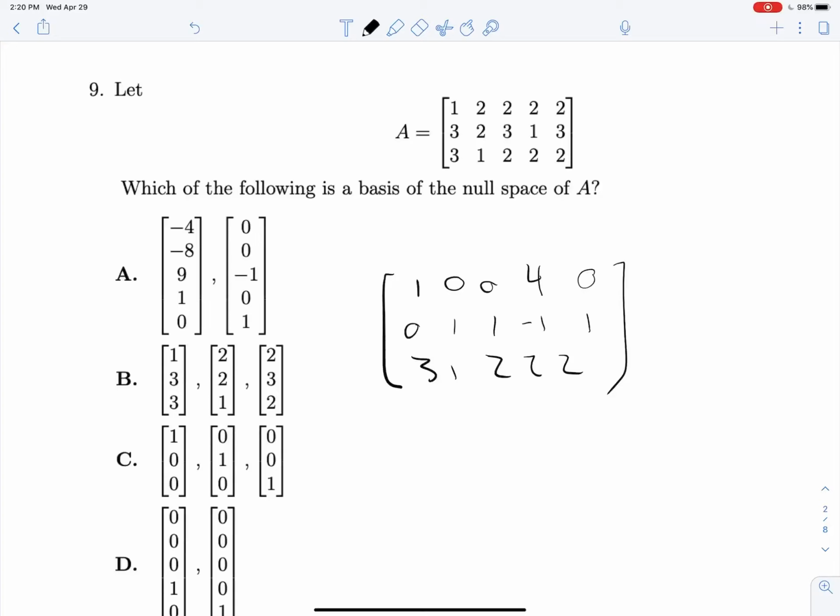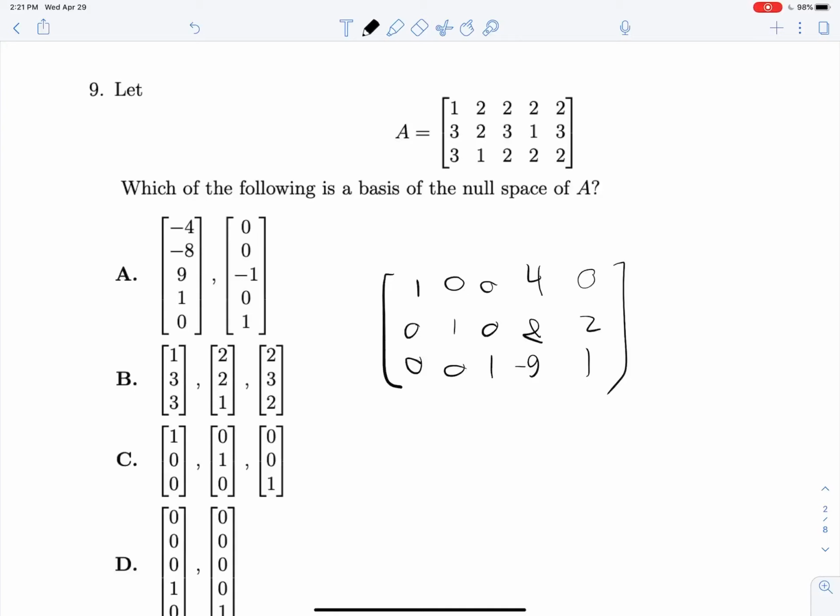Then let's subtract minus 12, negative 10. Okay, let's do it. Let's subtract 3 row 1s from row 3. That gives us a 0 here and a negative 10 there. Let's subtract row 2 from row 3. We get a 0, a 1, a negative 9, and a 1. Let's subtract row 3 from row 2. We get 0, 8, 2, and there we go. Okay. We're in reduced echelon form.